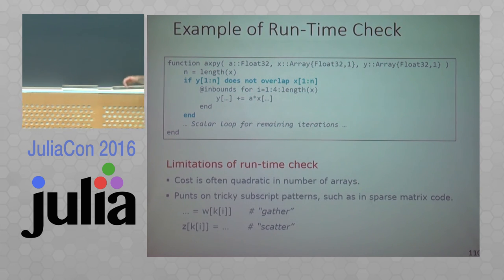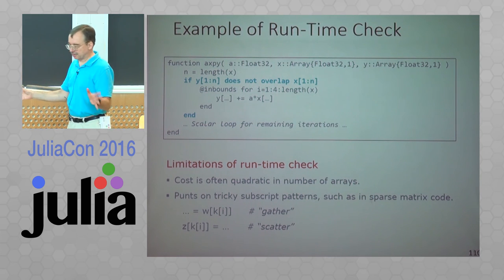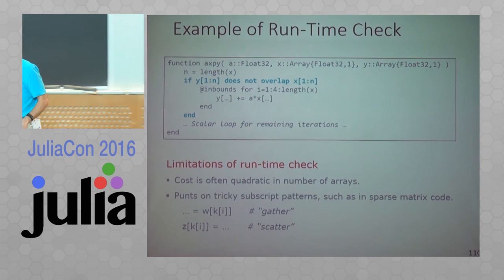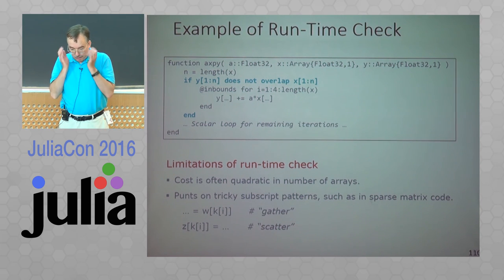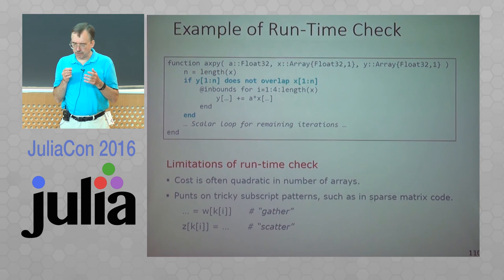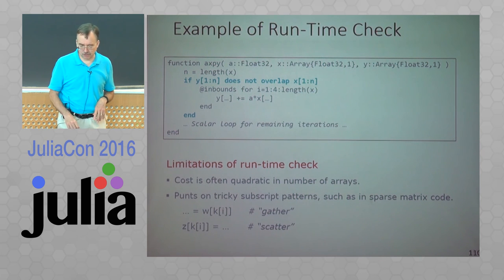Basically, the compiler inserts code that says, if Y and X don't overlap each other, it's safe to execute this with SIMD instructions. Otherwise, it's not. The compiler's pretty good about this. If you only have, I think, 4 or 5 arrays in a loop, it'll put in the automatic checks and deal with it.